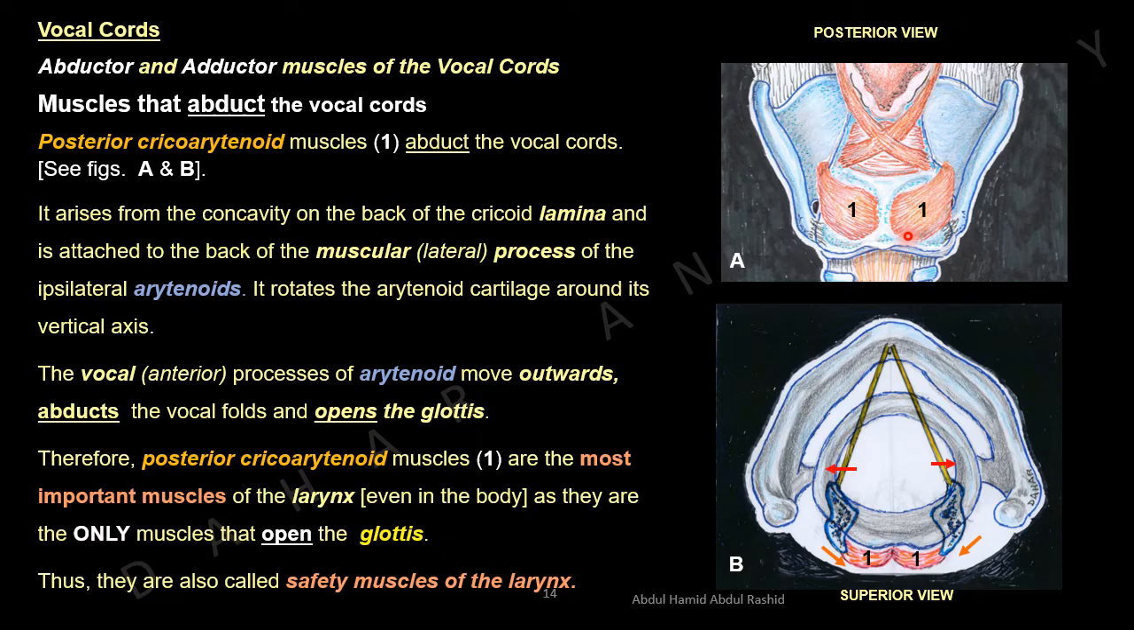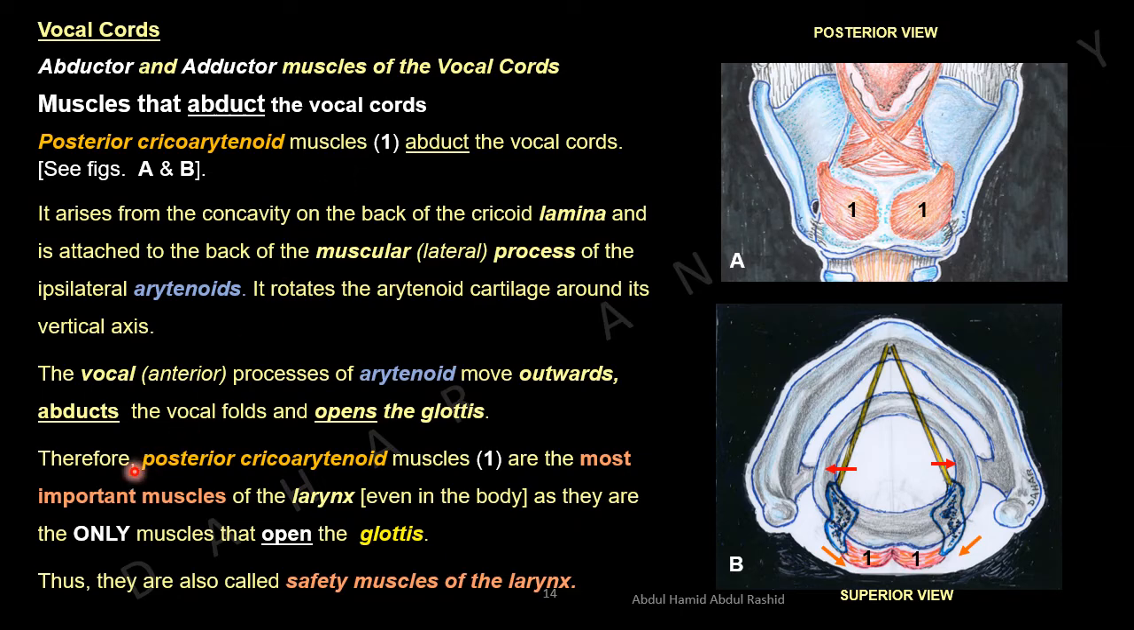So what happens is when you do abduction of the vocal cords, the posterior cricoarytenoid muscles will contract and pull the lateral horns, the muscular horns of the arytenoid cartilage, backwards. You can see here backwards. So arytenoid cartilages will rotate outside, and this is where the vocal cord is attached. They become widened here. So the glottis becomes widened by the posterior cricoarytenoid muscles.